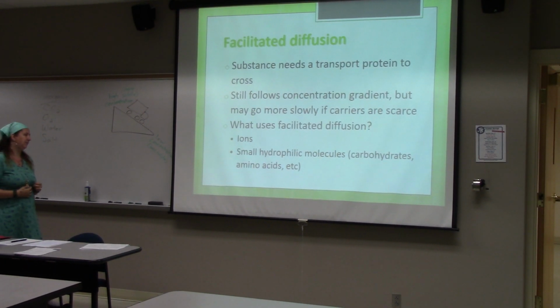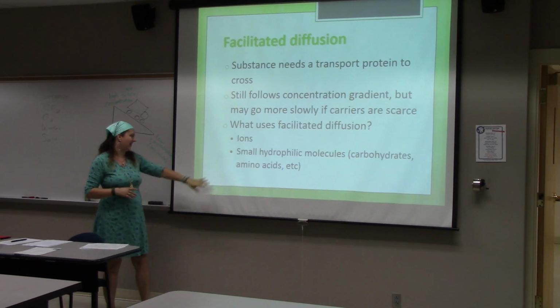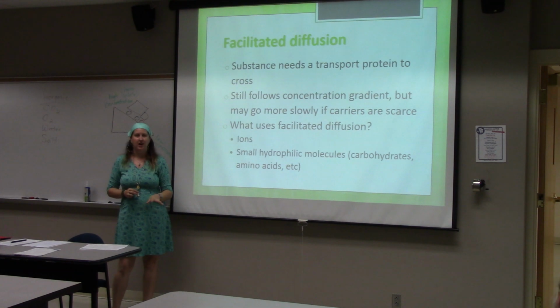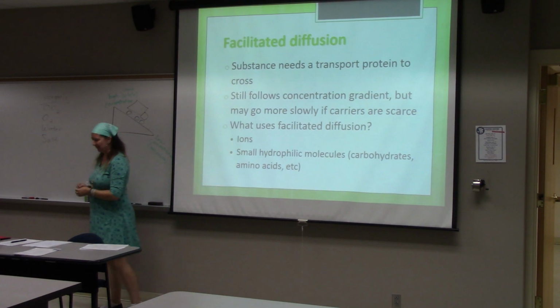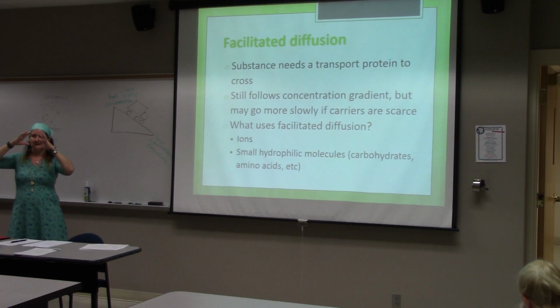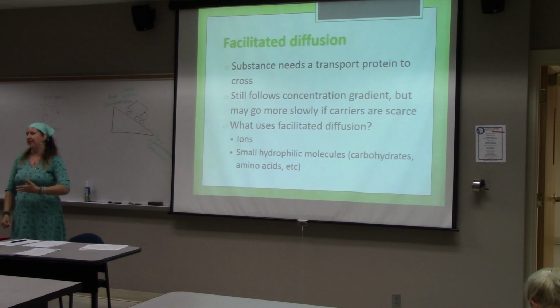Facilitated diffusion is for small things that are hydrophilic, like ions, small carbohydrates, amino acids. If it's hydrophobic, it can go through without the transport protein. If it's larger, you can't make a transport protein that it can fit through because you'd have too big a gap inside and it wouldn't be able to control other things moving through.